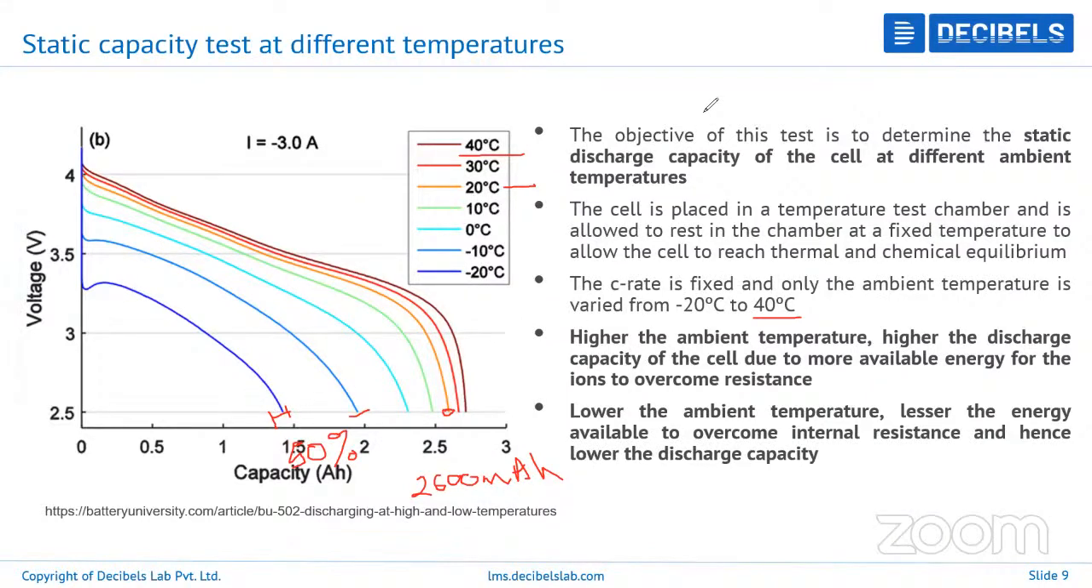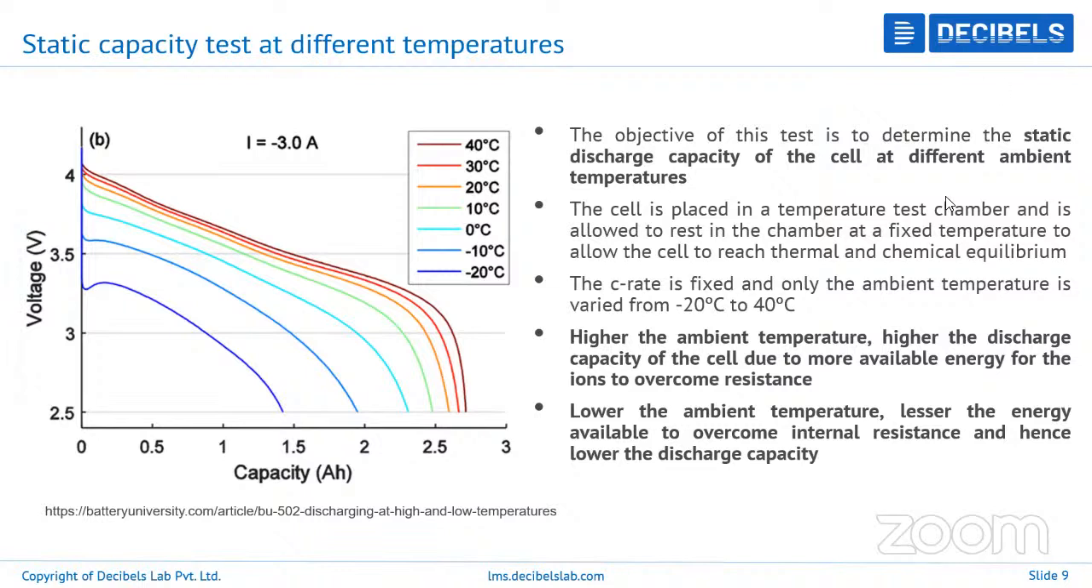So this is the static capacity test at different ambient temperatures. The objective of this test is to determine the discharge capacity of the cell at different ambient temperatures. How this test is performed is similar to how we tested at different C rates. The test device will be a thermal chamber in which you lock the cell test piece, and it will be airtight and watertight.